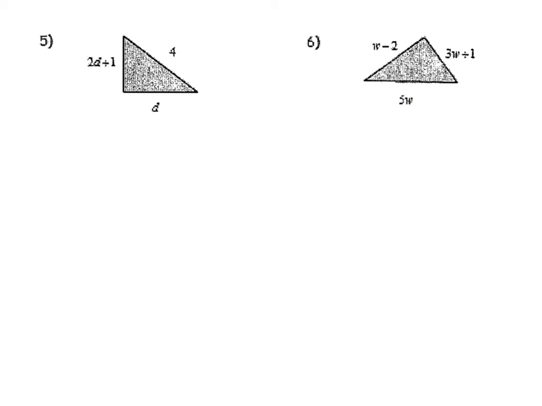All right, 5 and 6. I want to let you know that on number 5, the side on the left is 2D plus 1. These are all plus signs. There's no division in these examples. So my triangle has 3 sides, so I'm going to add up 3 things. Do the variables first. D's. I got a 2D and a 1D. So together that makes? Yep. And then I have a 1 plus a 4. That's 5.